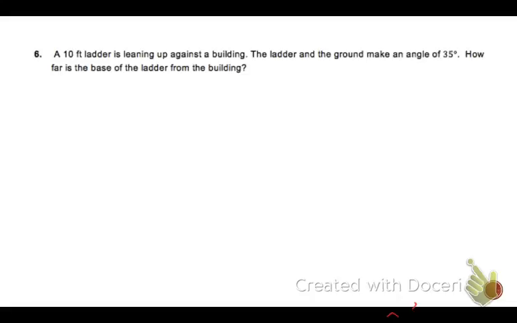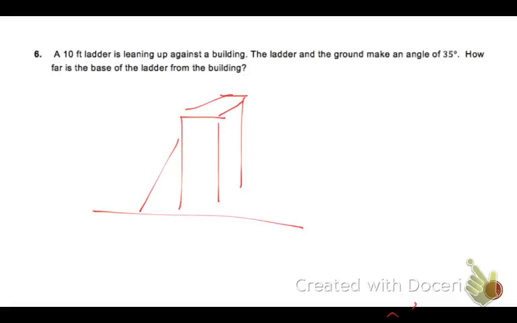So let's just sketch what we know. We've got a building, kind of a skinny building, and then a ladder is leaning up against it. It says that the ladder and the ground make an angle of 35 degrees. Here's our right angle in the situation. How far is the base of the ladder from the building? And we know that the ladder is 10 foot.